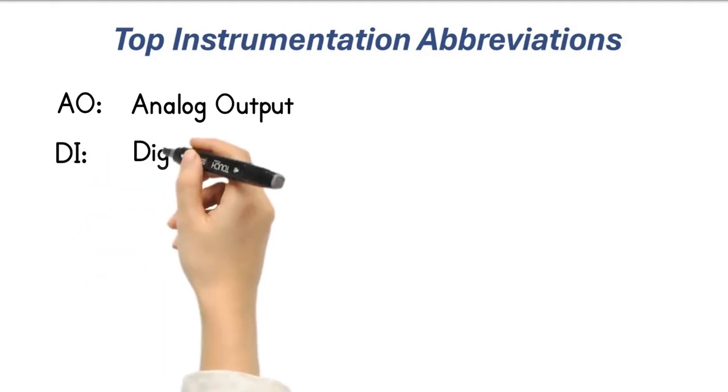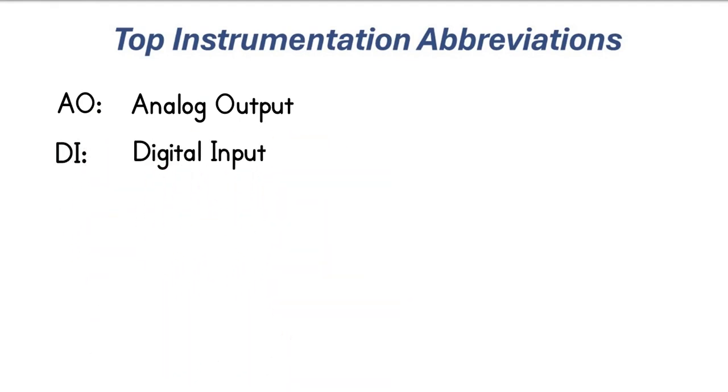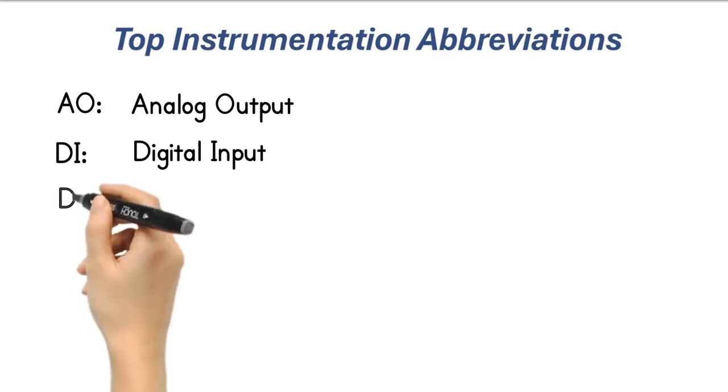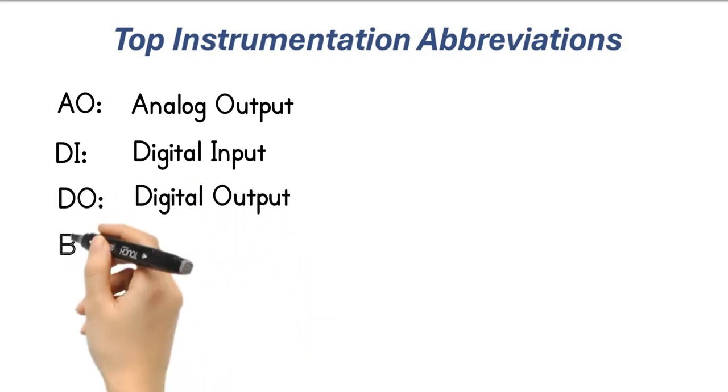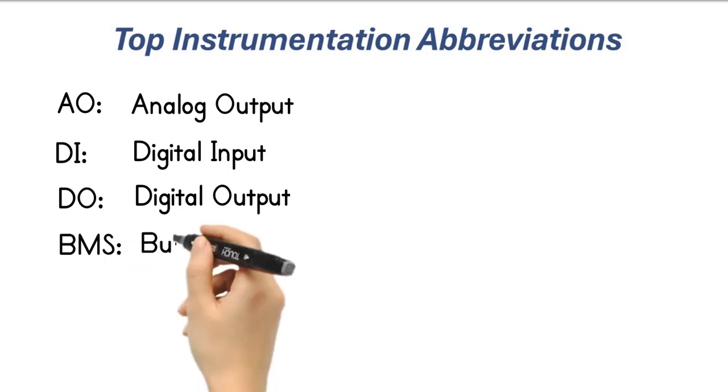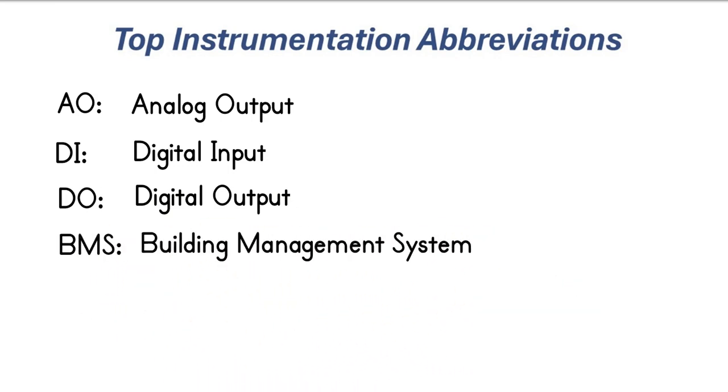DI. DI stands for Digital Input. Input that represents discrete values. DO. DO stands for Digital Output. BMS. BMS stands for Building Management System, a computer-based control system installed in buildings to manage and monitor equipment.